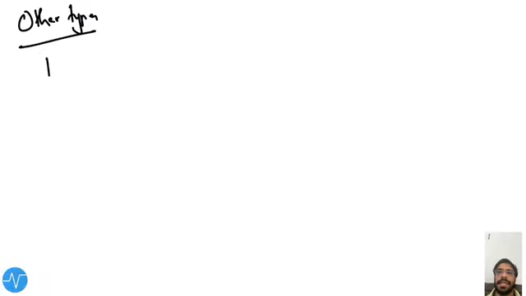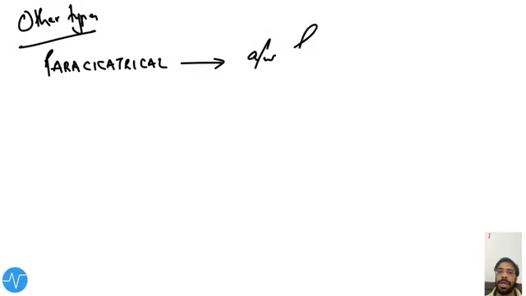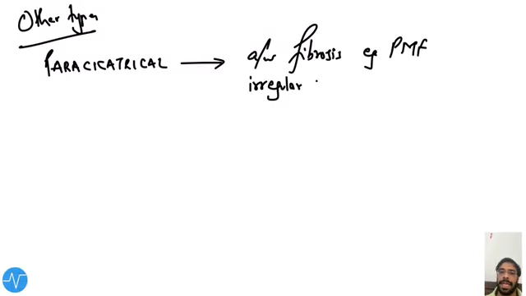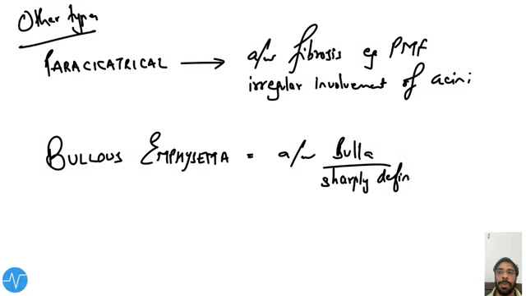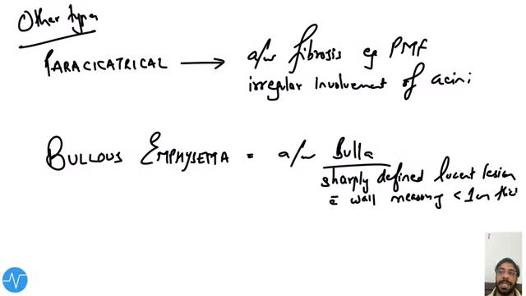Let's see the other types. First is the paracicatricial, meaning what? Around the scar, meaning around the fibrosis. Example, PMF, which we'll deal with in great detail. There will be irregular involvement of acini. Second is the bullous emphysema, associated with bulla. What is a bulla? A sharply defined lucent lesion with a wall margin less than 1 centimeter thick.